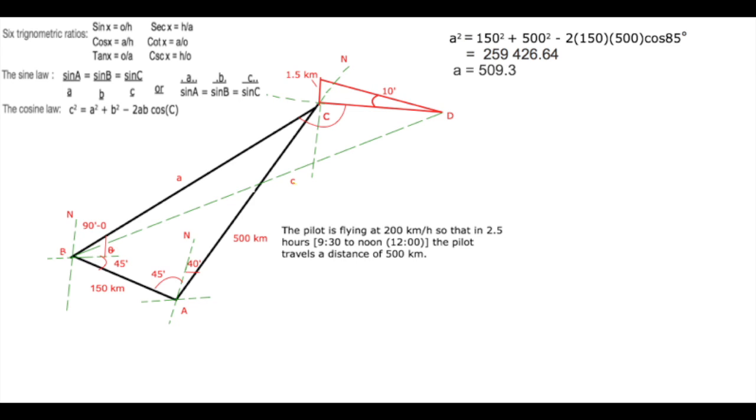To find the length of side C, you have to take into consideration the information you are given. The pilot is flying at 200 kilometers an hour, so in 2.5 hours, which is from 9:30 to noon, 12 p.m., the pilot travels a distance of 500 kilometers.